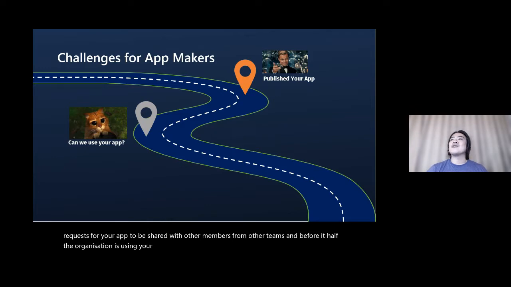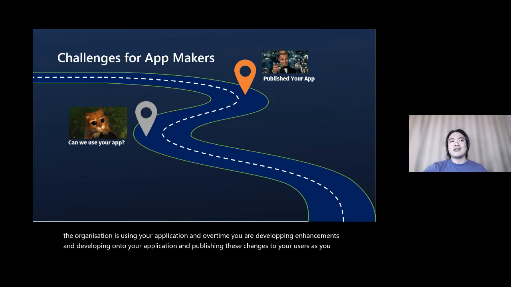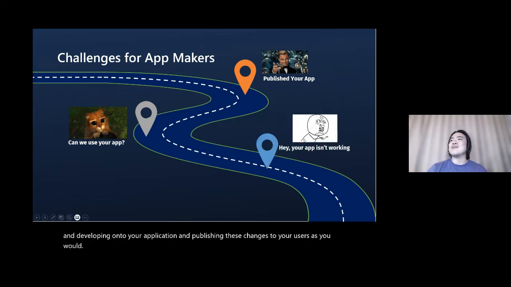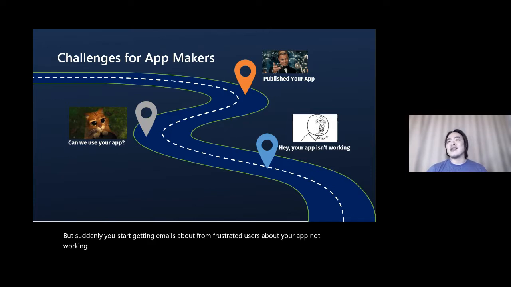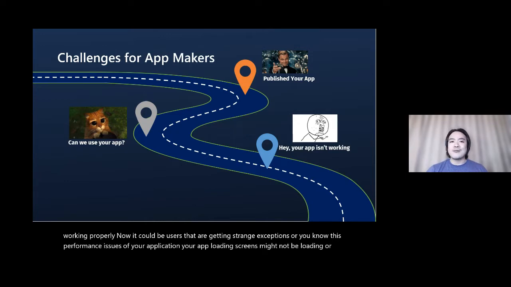And over time, you're developing enhancements onto your application and publishing these changes to your users as you would. But suddenly, you start getting emails from frustrated users about your app not working properly. Now, it could be users that are getting strange exceptions, or there's performance issues with your application. The screens might not be loading, or your app might just be generally slow.